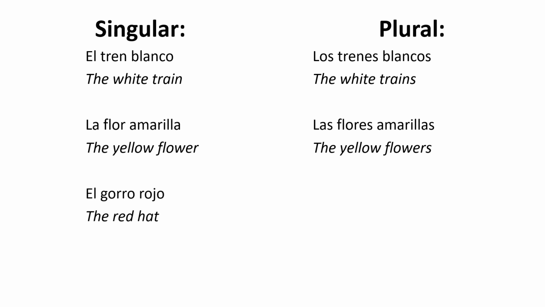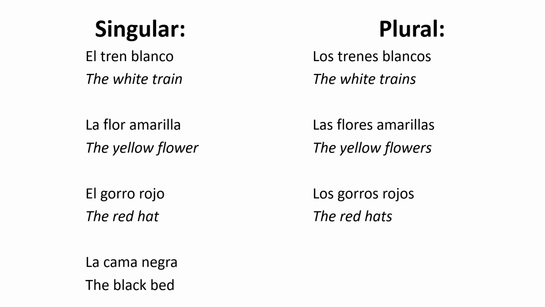El gorro rojo. Los gorros rojos. Since gorro ends in a vowel, only an S needs to be added after it, as well as an S after rojo. And finally, la cama negra, las camas negras. Only an S needs to be added due to cama ending in a vowel, and the color always ends in an S when it is plural.